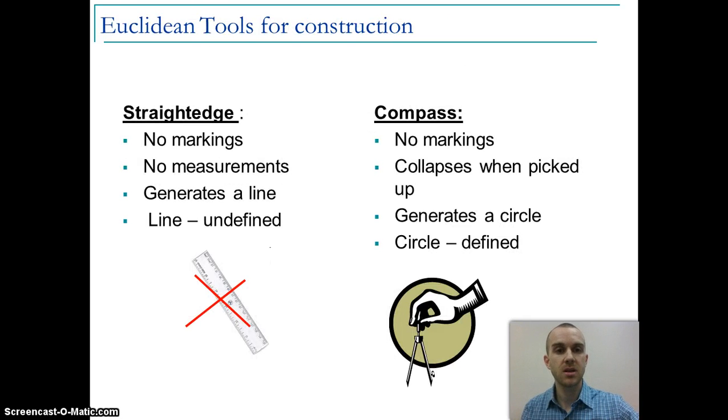Now, within Euclidean geometry, we often talk about the idea of using two different tools, the straight edge and the compass. When we talk about the classic tools, the classic straight edge had no markings, no measurements, and could only make a straight line. The compass had no markings. If you picked it up, it just fell back in half, and it could generate a circle that we could define.